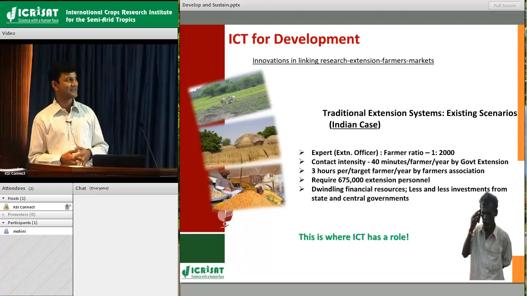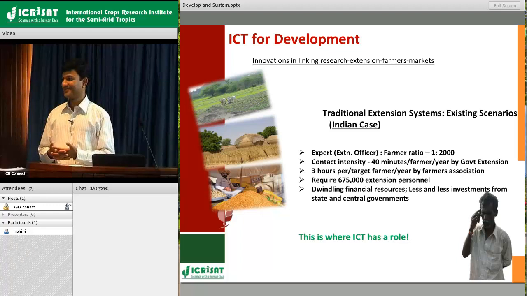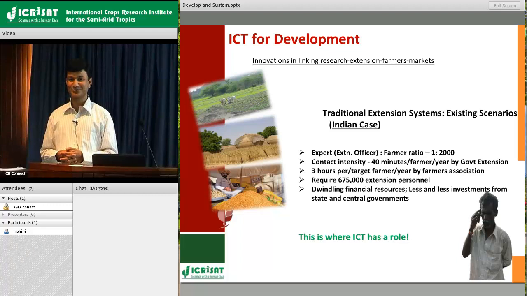If you look at India's case, we have almost 675,000 villages. We require 675,000 extension officers. Do we have that many people? That includes the ICAR as well as the State Agriculture University personnel. How many do we have, madam? Your extension specialist from now.